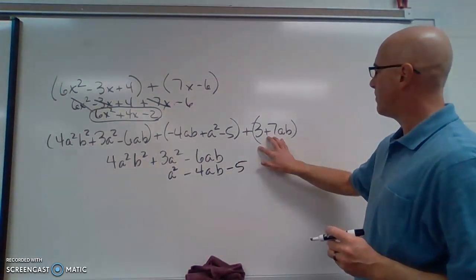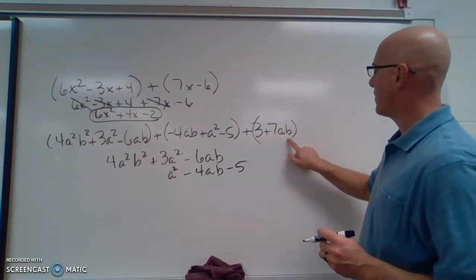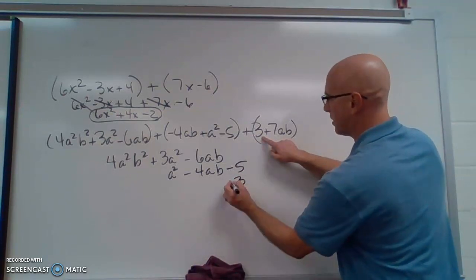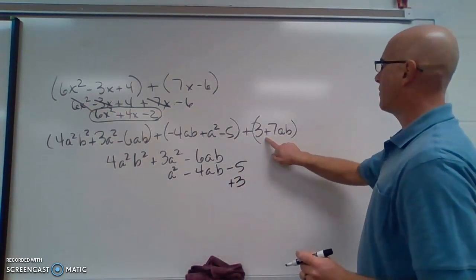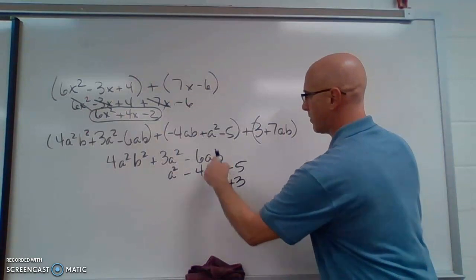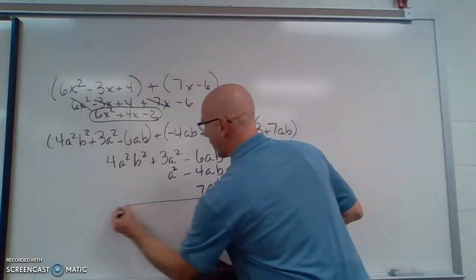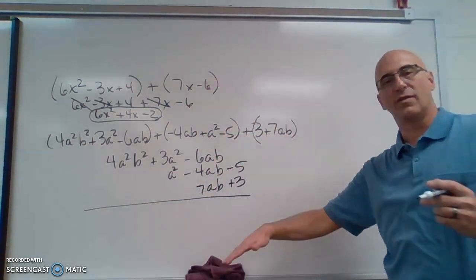Now I'm going to take this last polynomial. I have 3 plus 7ab. So I have a 3 here, which is actually a plus 3, and I have a 7ab. I'm going to put it under the ab. So I have 7ab. And now what I can do is add all of these vertically.